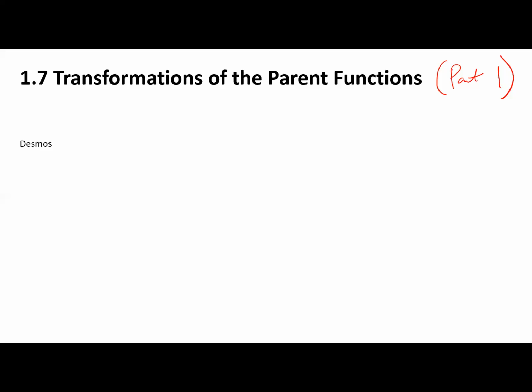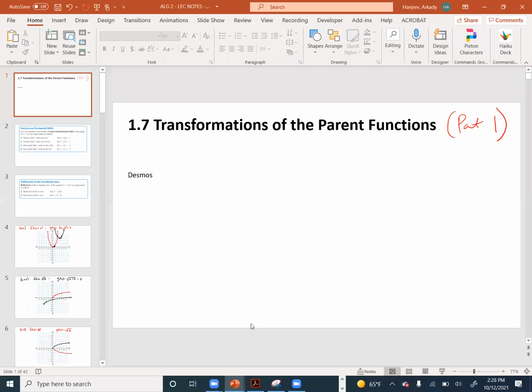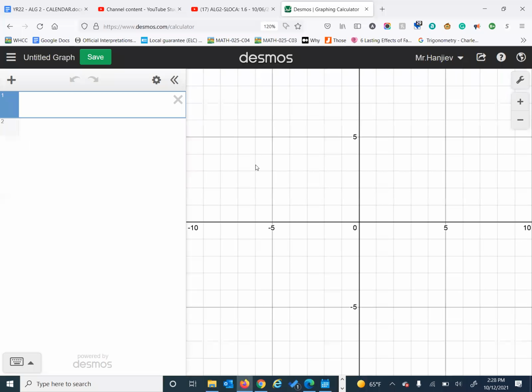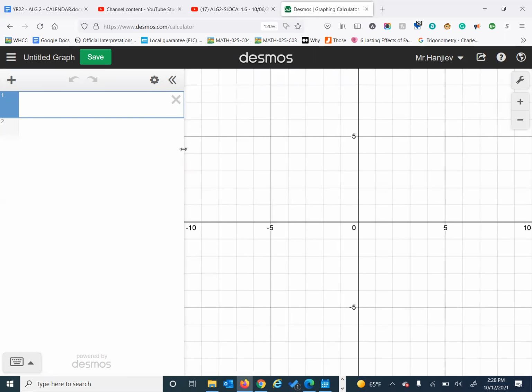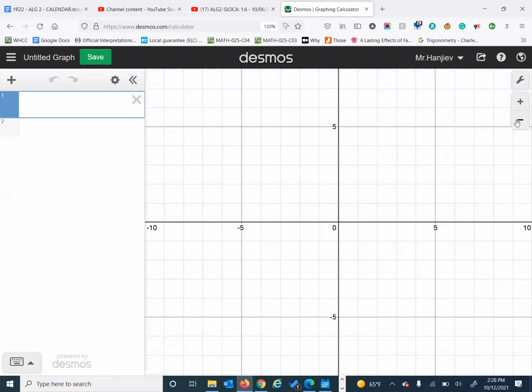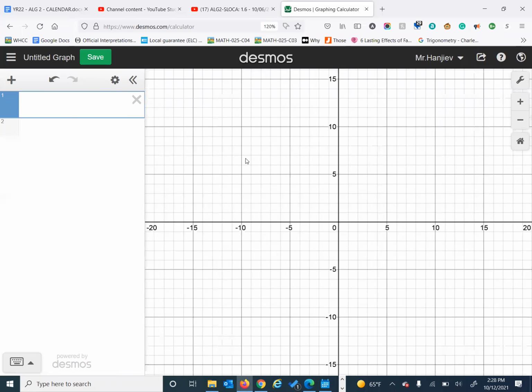So for this one, what we're gonna do is we're gonna actually use Desmos. Desmos is an online graphing calculator, technically. And I use it quite a bit for myself, as well as to graph things here. So here's what we're gonna do. We're gonna just try a few things here.